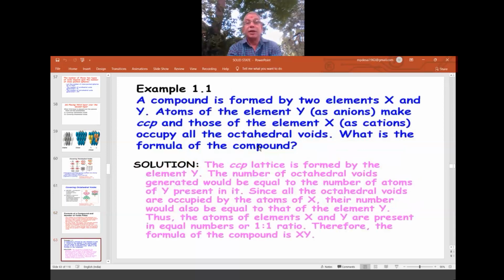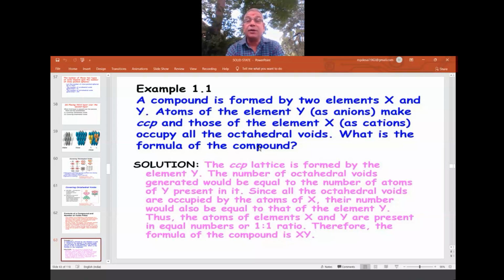See here, a compound is formed by two elements X and Y. Atoms of Y, that is the anion, make CCP, and those of the element X, as cations, occupy all the octahedral voids. Cations are smaller in size. What is the formula of the compound? This compound is made from X and Y. And what is the packing here? Packing is CCP, cubic close packing, or FCC.